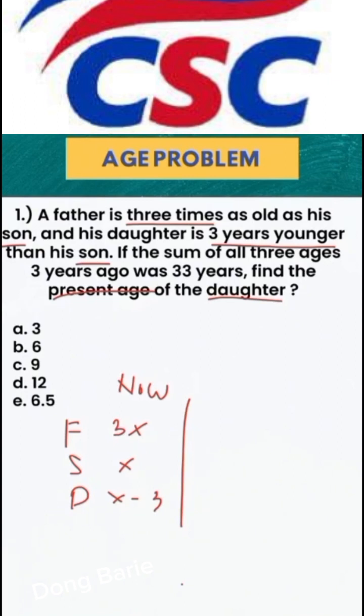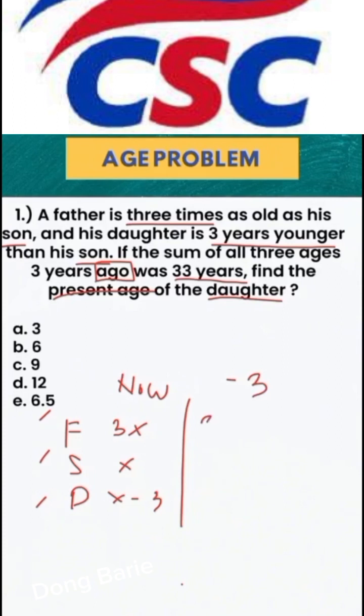Okay, next. If the sum of all 3 ages 3 years ago. Okay, anong ibig sabihin yan? The word ago meaning backward. Okay, magdidak tayo ng 3 dito sa father, son, and daughter. At ang equal daw ay 33 years. So, ididak natin ng 3 bawat isa.